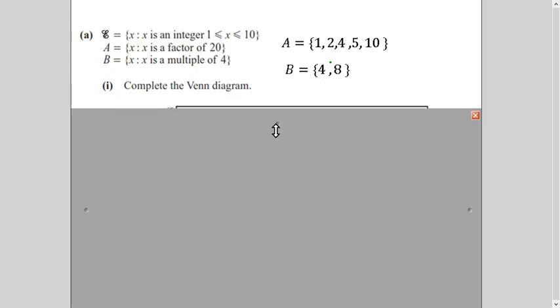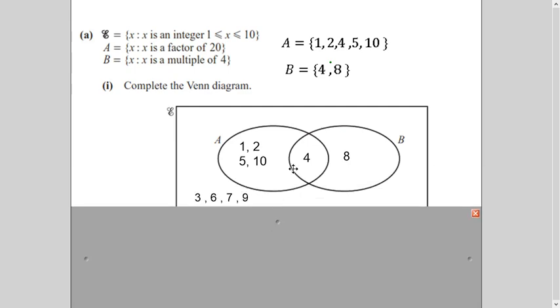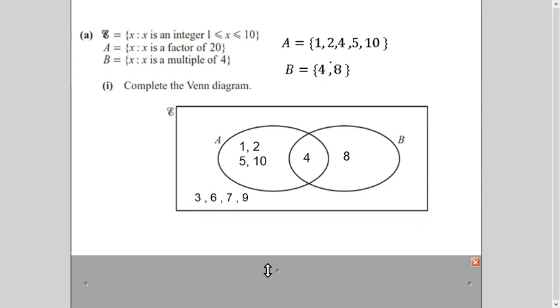So now I can complete the Venn diagram. 4 is the common part between A and B, so I will write it here. And the remaining A elements are 1, 2, 5, and 10. I'm writing them here. This whole was B. 4 has come here, so it will come here. And the remaining elements of the universal set will be written outside. Okay, so this is how you will complete your Venn diagram.